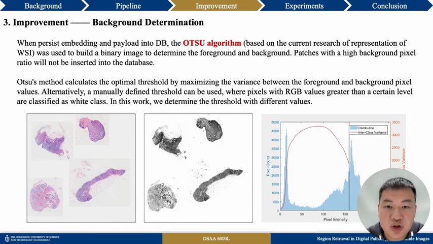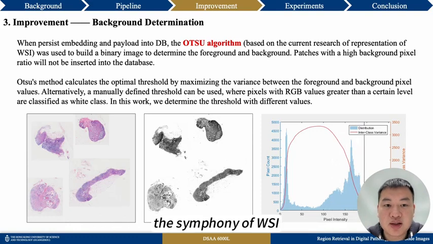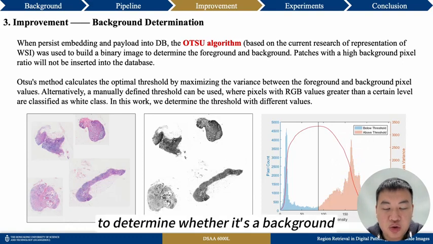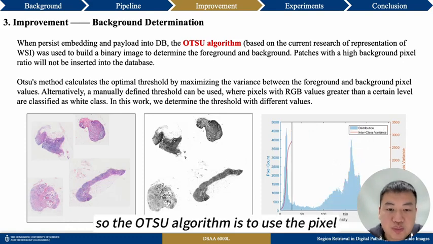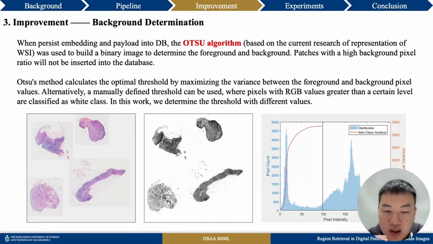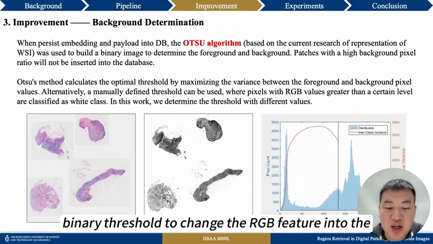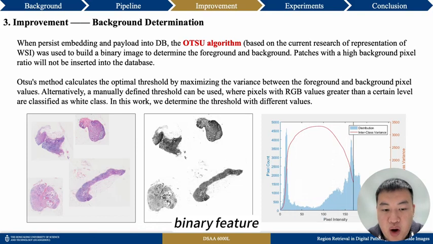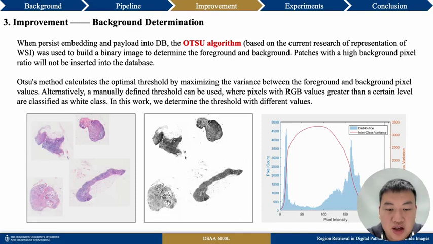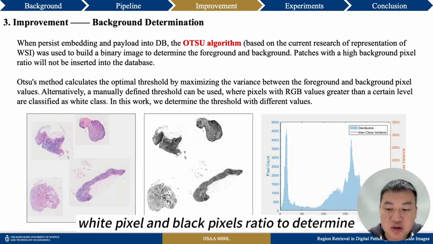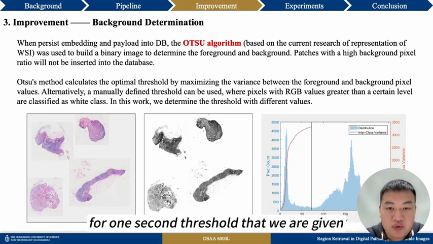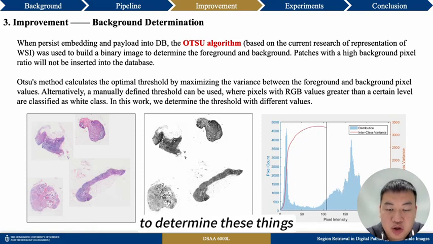Based on current research, we use the Otsu algorithm to binarize the thumbnail of the WSI and use the ratio of white pixels corresponding to the patches to determine whether it's background or foreground. The Otsu algorithm uses the pixel intensity to determine one binary threshold to change the RGB feature into a black-and-white binary feature, and we use this binary thumbnail to check the patch's white and black pixel ratio to determine whether it's background or foreground, given a threshold that we set.